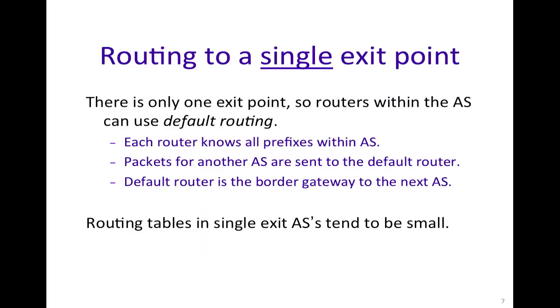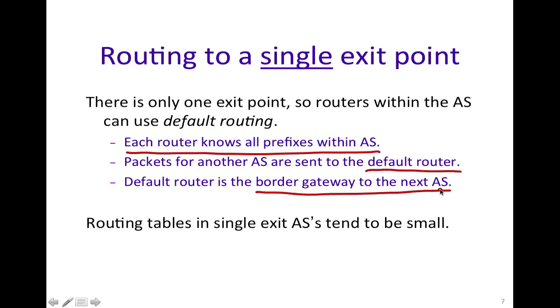One is when we're routing to a single exit point. This would be from a stub autonomous system that actually only has one exit point. Much easier in this case than in the more general case where there are multiple exit points. If there's only one exit point, routers within the autonomous system can use what's called default routing. Each router knows all of the prefixes inside its autonomous system, and packets for another autonomous system are sent to what's called the default router. The default router is the border gateway to the next autonomous system.